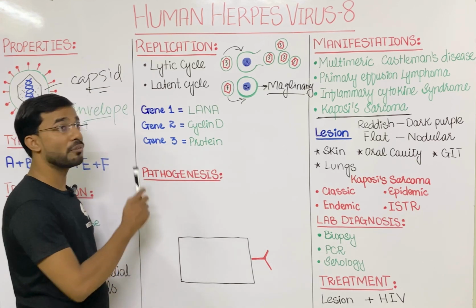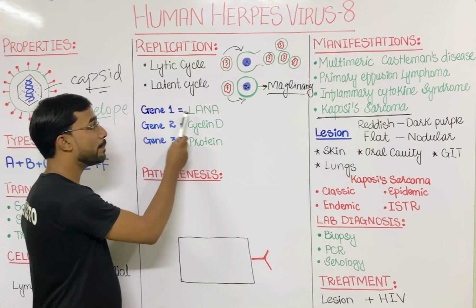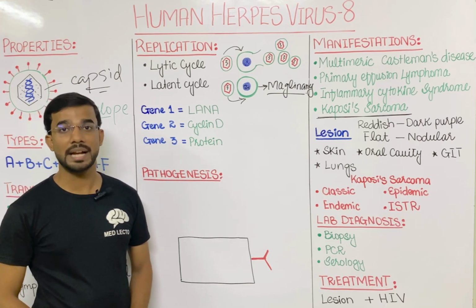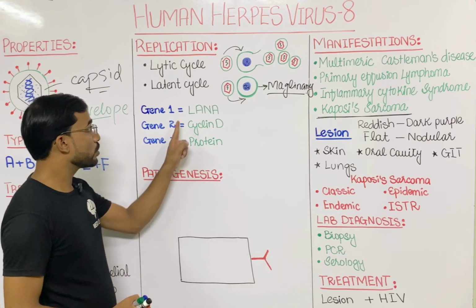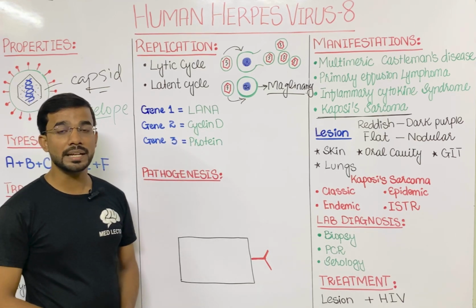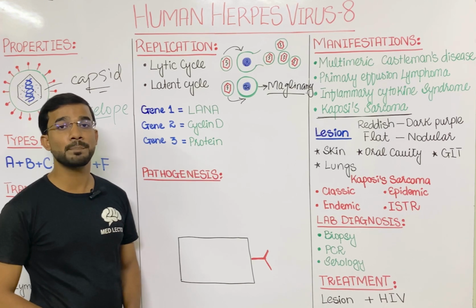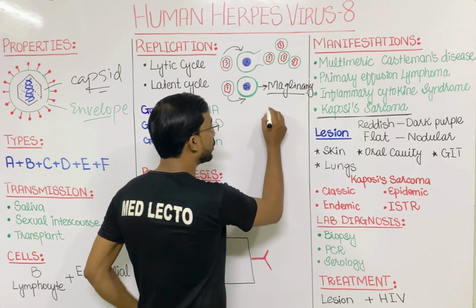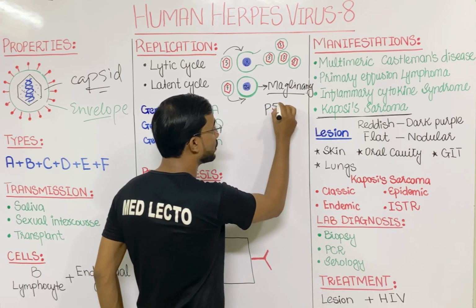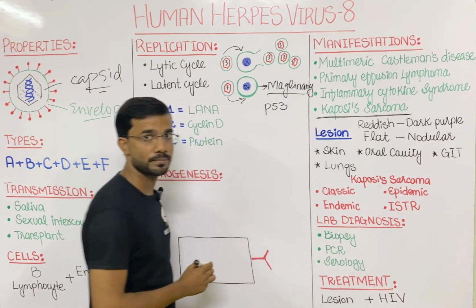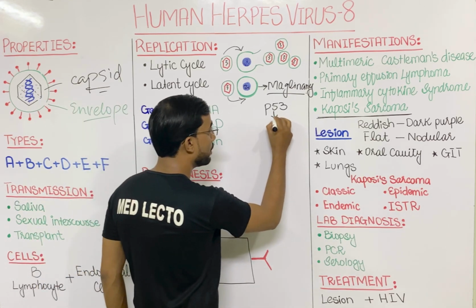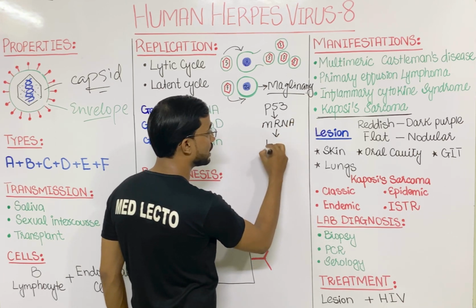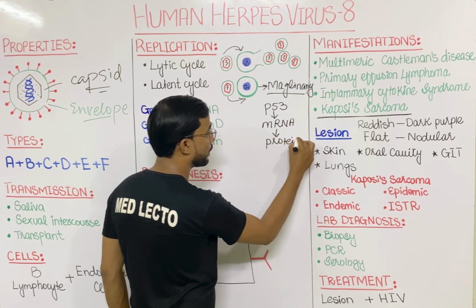First of all, viral gene 1 will produce the LANA, latent associated nuclear antigen. This antigen ultimately inhibits the production of the p53 tumor suppressor protein. Inside the cell you will see the presence of the p53 tumor suppressor gene. The gene will produce the messenger RNA, and from the messenger RNA you will see the production of the protein.